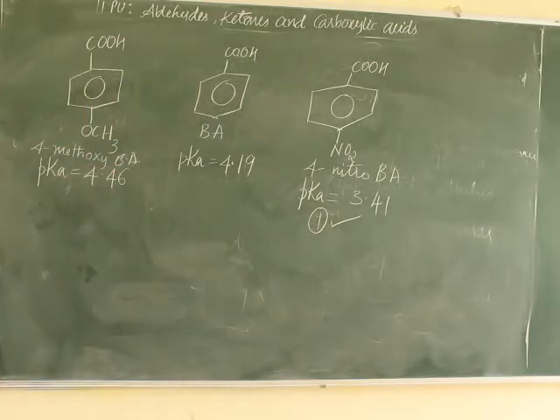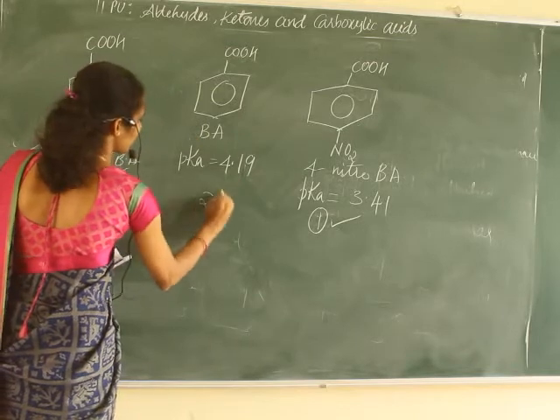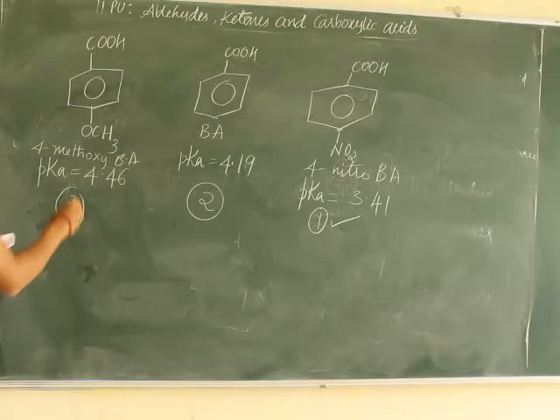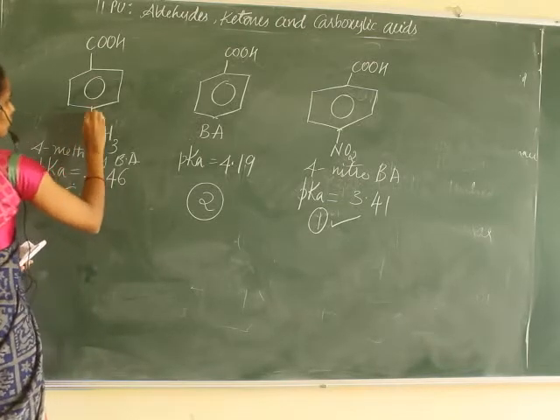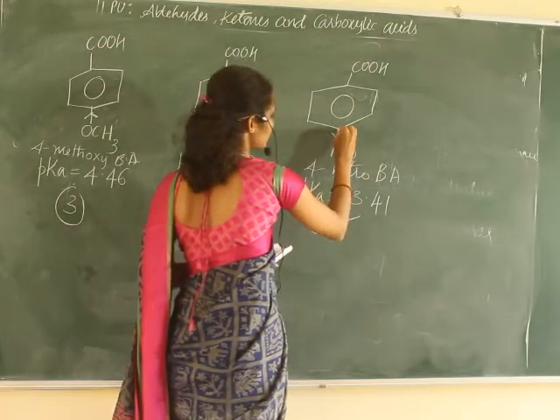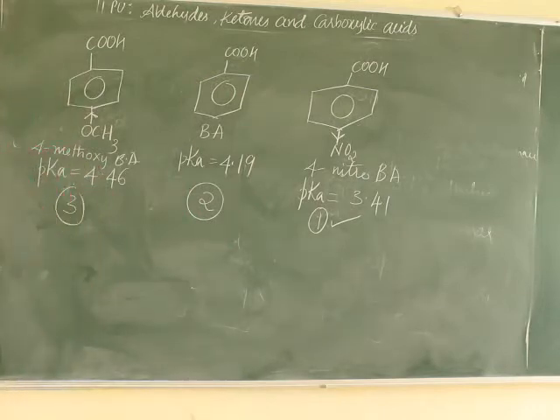And next is benzoic acid, and third is methoxybenzoic acid. Why is methoxybenzoic acid less acidic? It is electron donating, but here the nitro group is attached. Nitro is electron withdrawing, hence it is more acidic compared to 4-methoxybenzoic acid. Next is reactions involving cleavage of the C-OH bond.